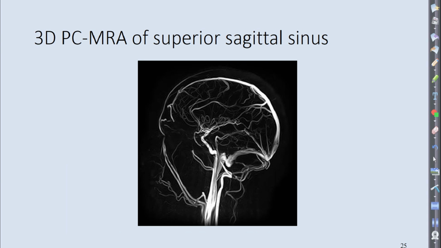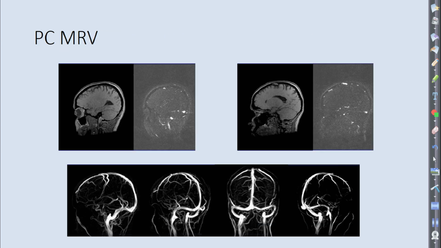Most of the time they're 2D, but you can actually have a 3D phase contrast, and the only downside to that is it's going to increase the time even more. Make sure to know the anatomy of all the venous structures here. Okay?